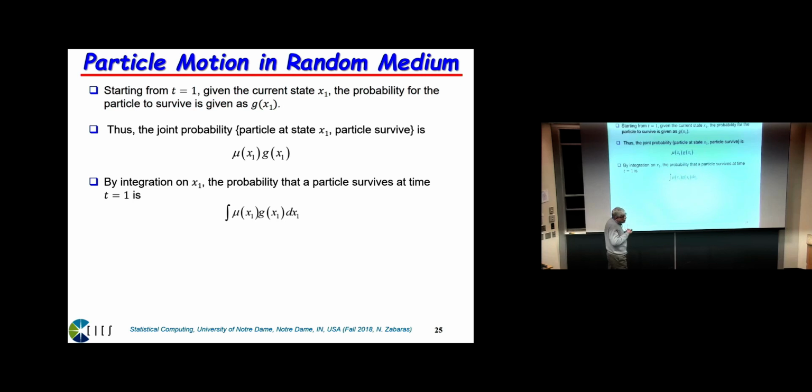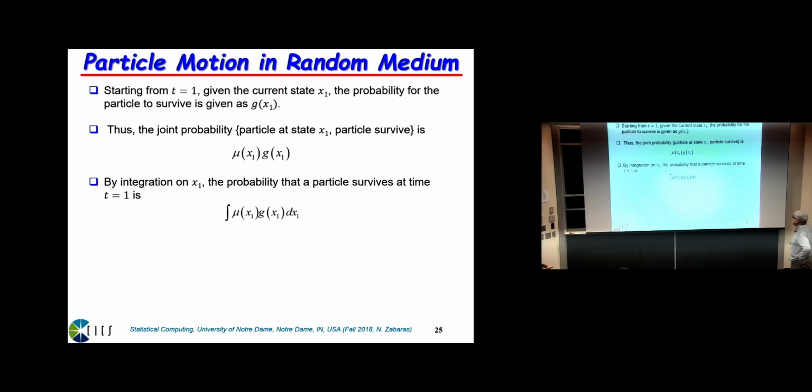You remember the probability of survival at time 1 is the expectation, given x1, that the particle survives. So we do have to take the expectation with respect to x1, and that's this integral. You're not going to give me an answer that depends on x1, because x1 is random.